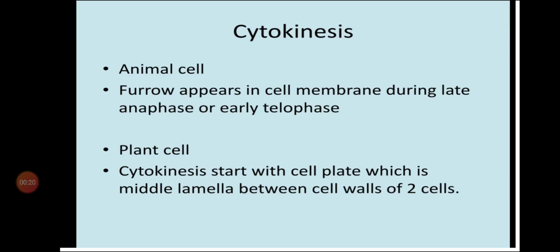In this chapter we have already started with the process of mitosis. We have studied the four phases of mitosis, that is prophase, metaphase, anaphase and telophase. After telophase, there occurs cytokinesis. Telophase was the final stage of karyokinesis, in which two daughter nuclei were formed at the end of the cell.